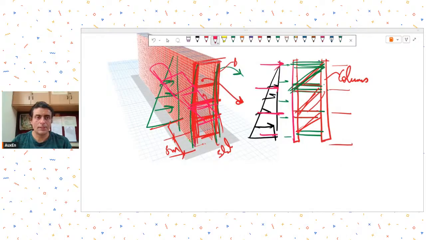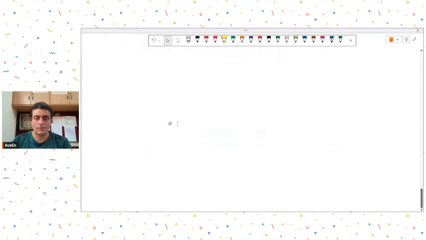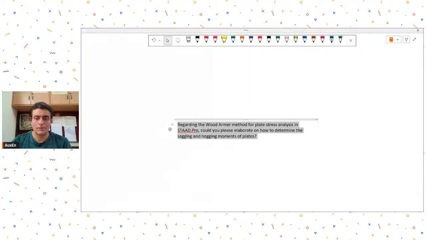Okay. So then the next query is from Engineer Narayan Moduli. He is from Bhubaneswar and he is a working professional. He is asking regarding the Wood-Armer method for plate stress analysis in STAAD.Pro. Could you please elaborate on how to determine the sagging and hogging moments in plates?